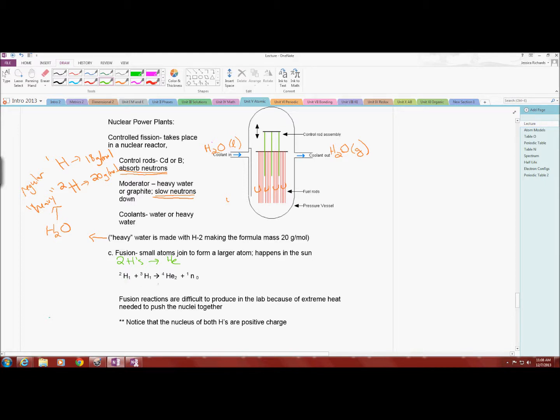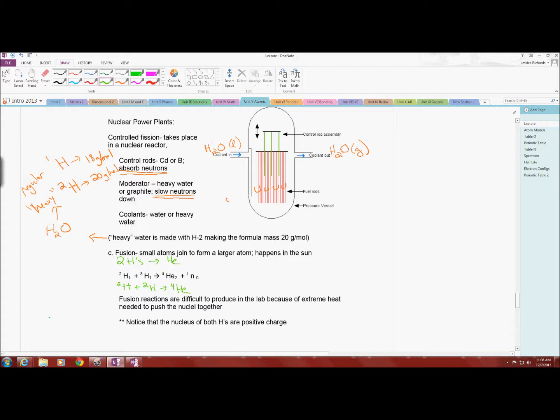Sometimes you will see a fusion reaction like this, where I have deuterium, so the hydrogen isotope that has a mass of 2, and tritium, which is a hydrogen isotope with a mass of 3, turning into helium and having an extra neutron. You will sometimes see the fusion equation as just 2 deuteriums turning into a helium.